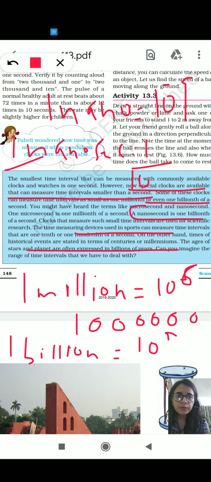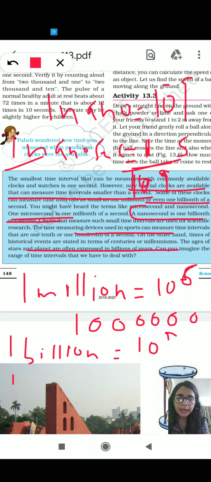It will divide, so it will become 1 by 10 raised to power 9 of a second. So it can measure 1 upon 10 raised to power minus 9th of a second. Imagine 1 by 10 raised to power 9 will be 0.00000001. So it will be so small. Even our clocks nowadays can measure that time.